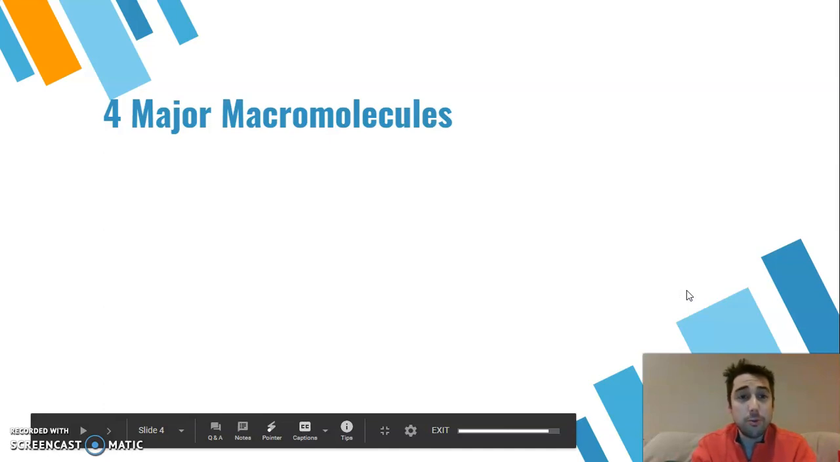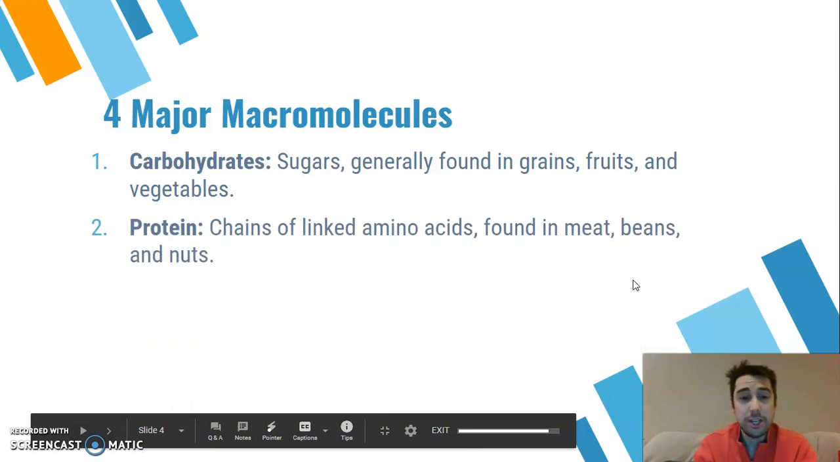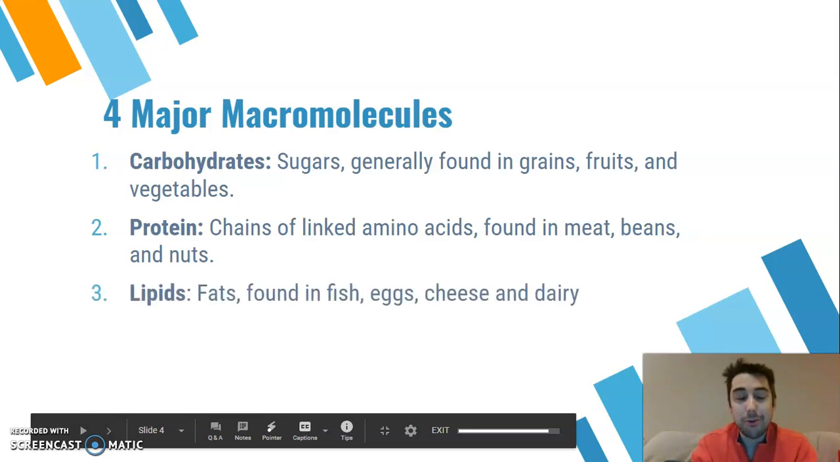Let's start with the four-macromolecule overview. One, we have carbohydrates, or sugars, found in grains, fruits, and vegetables. Two, proteins, chains of linked amino acids found in meat, beans, and nuts. We also have lipids, which are fats found in fish, eggs, cheese, and dairy.